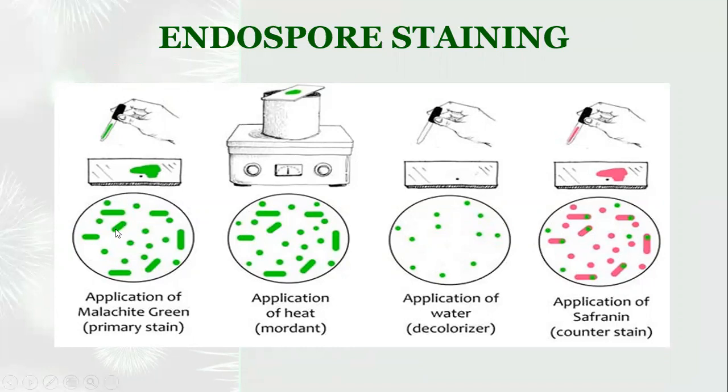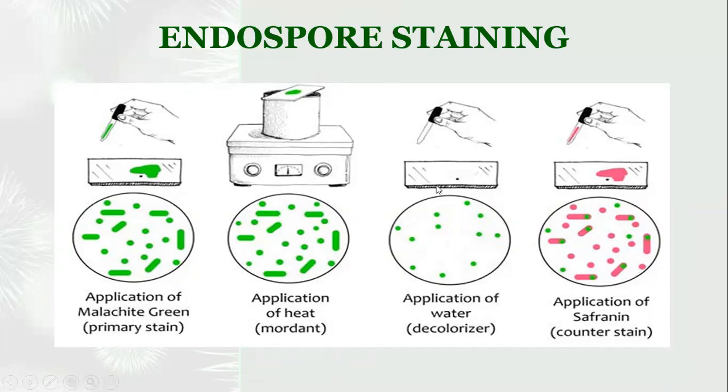After that, flood the smear with endospore stain, that is malachite green. After addition of the malachite green, both non-endospore and endospore forming bacteria will take up the dye. Then the smear is boiled for a few minutes to enhance penetration of the dye into the cell wall.